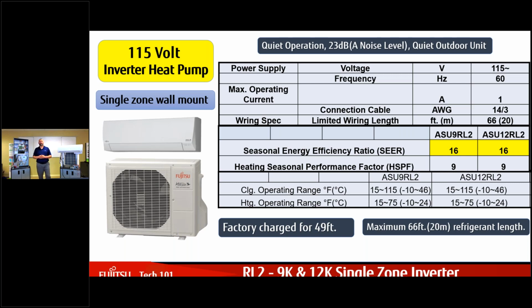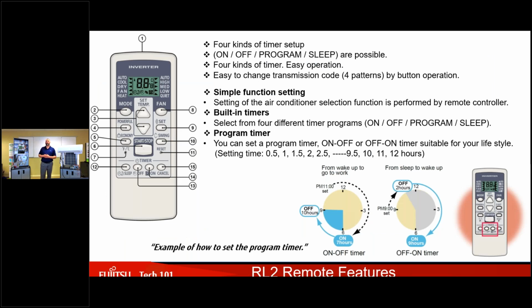If you have an application where you only have one breaker available and you're looking to put in a single zone system, here's your opportunity right there. It has a 66-foot maximum on the line set, so we could go pretty far as far as the line sets are concerned. Also a very quiet unit. It comes with a pretty simple remote, with basic timer functions. It has power, economy, and your set temperature, mode, and fan buttons. Very simple on the remote.